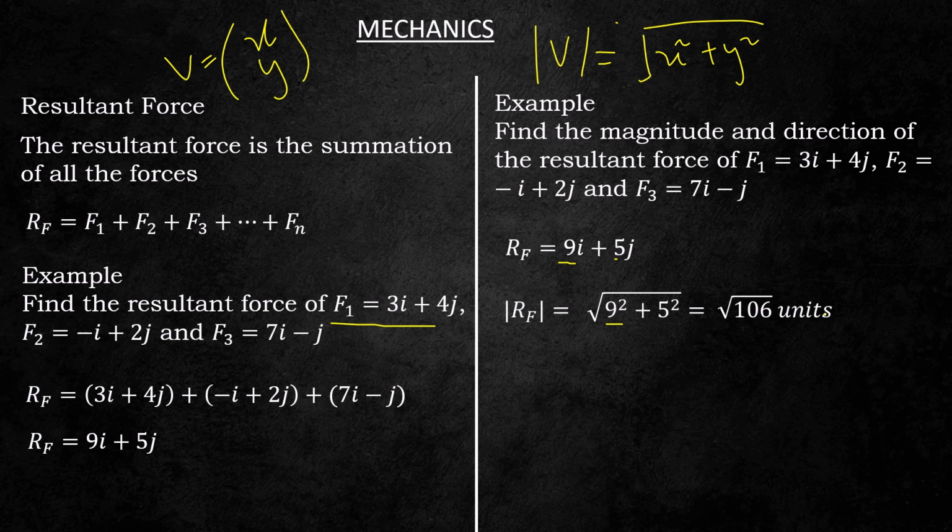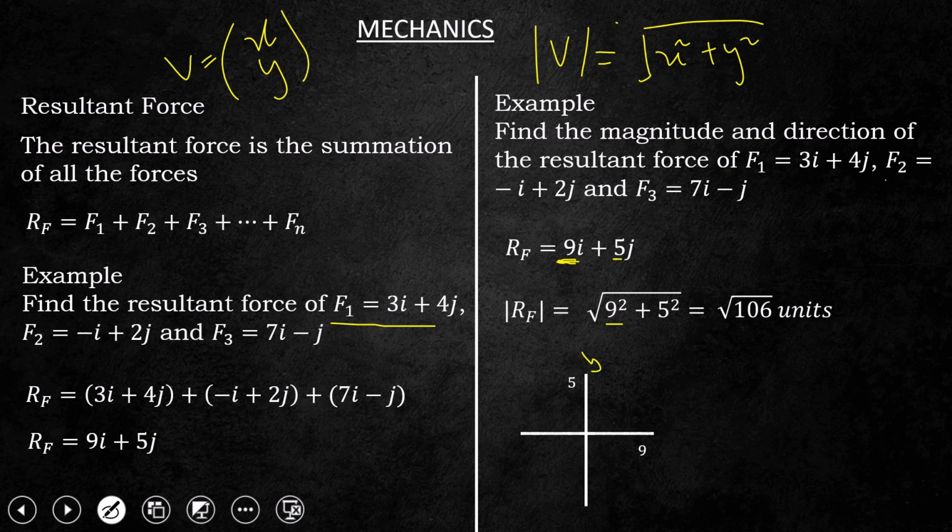Then to find the direction. Now, if I plot this in the plane, I have the x to be 9 and I have the y to be 5. This is the y-axis, this is the x-axis. So I'll locate x equals 9 somewhere over here, then my y equals 5 is somewhere over here. Then I can draw a vector that will intersect at this point.